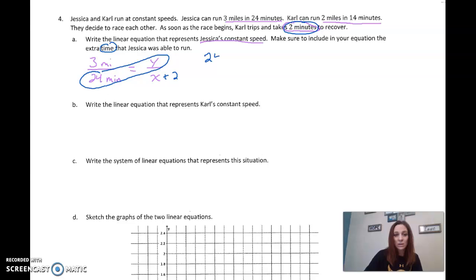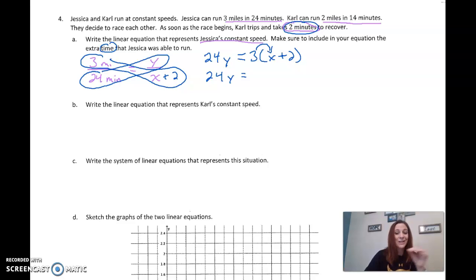24 times y equals 3 times x plus 2. Simplify each side and solve for y, because we always solve for y. So this is going to be 24y equals, using our distributive property, because remember, it's 3 times x plus 2, not just 3 times x. So this is 3x plus 3 times 2 is 6. Then I divide both sides by 24, so I'm going to divide everything by 24.